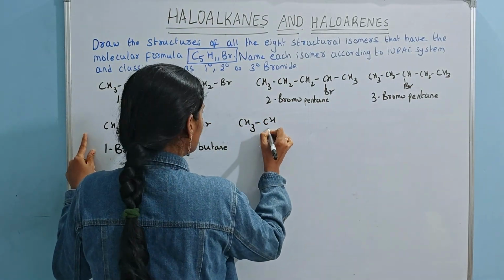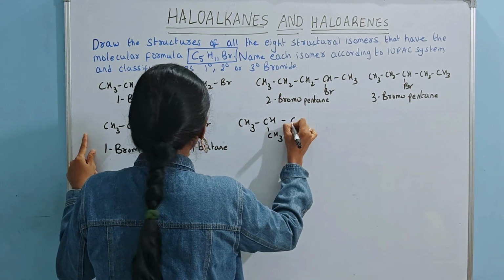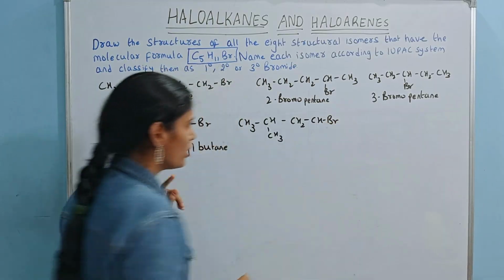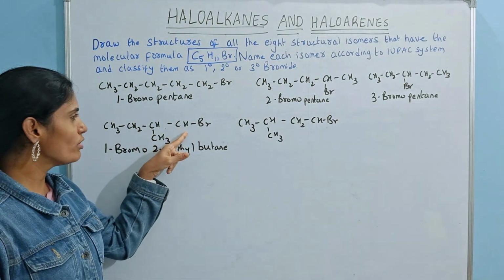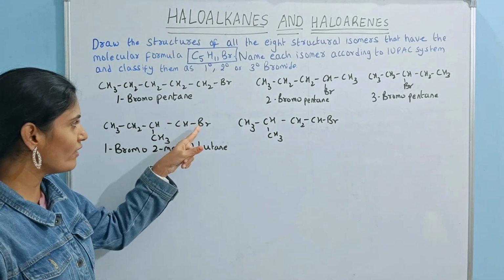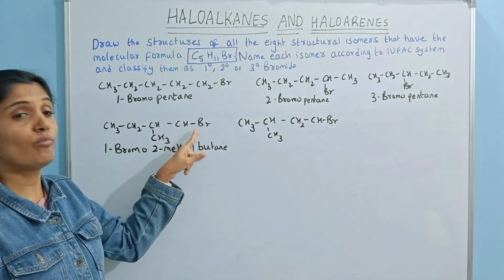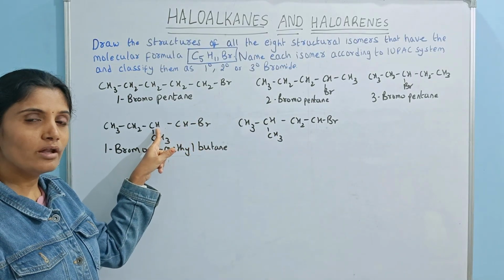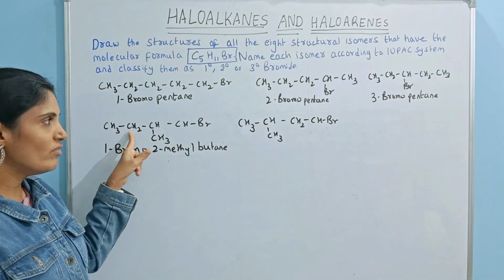CH3, CH, CH3, CH2, CH, Br. What is the change I made here? Instead of putting my methyl on the second carbon, I am putting my methyl on the third carbon, because I will number from this side, because the carbon holding bromine is here. If I number from this side, this carbon gets number 2. Now this carbon will get number 3.